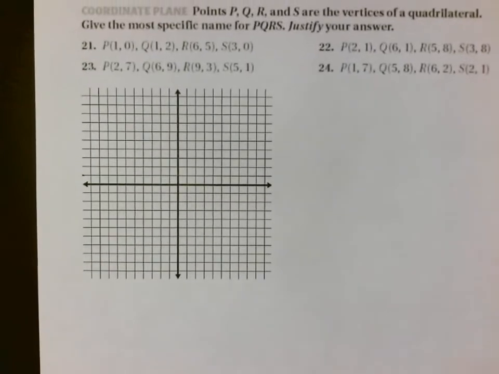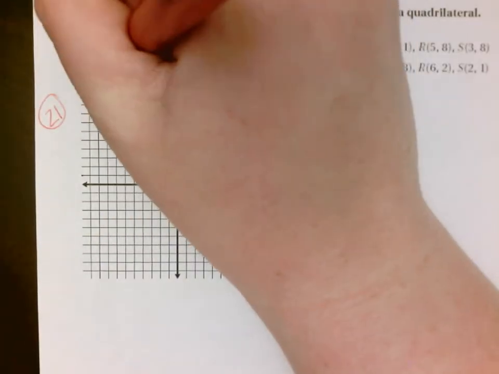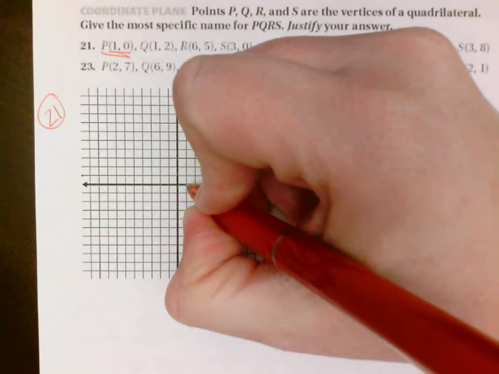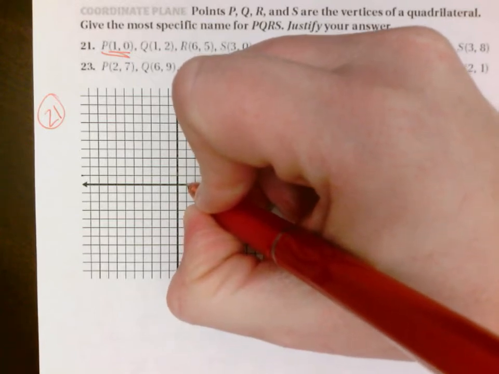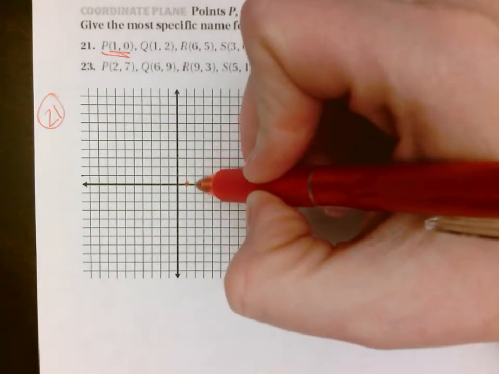So the next thing we're going to do is points P, Q, R, S as vertices of a quadrilateral, and give it the most specific name. The two I'm going to do with you are 21 and 23. They are in the back of the book. So 21 is the one we're going to do here. P is going to be red: 1, 0. Q is 1, 2.